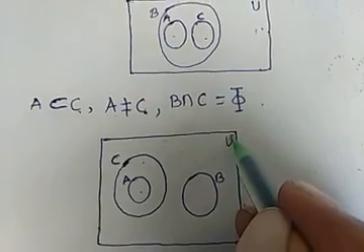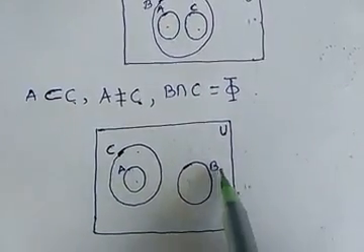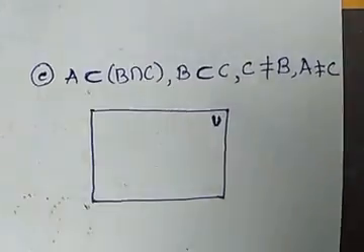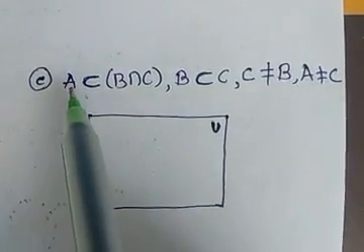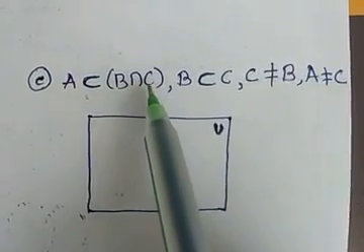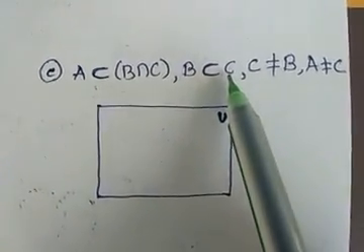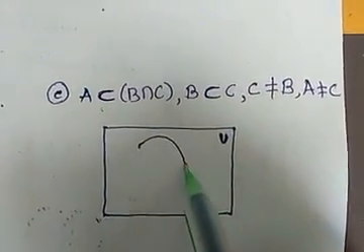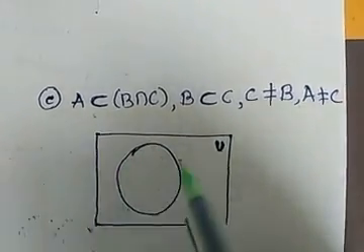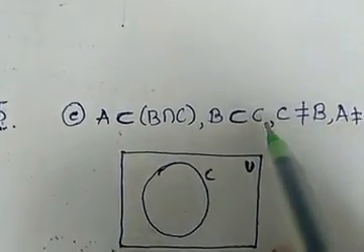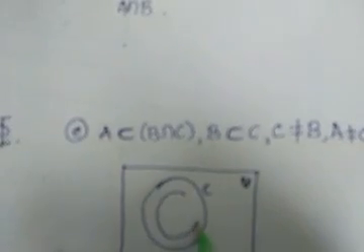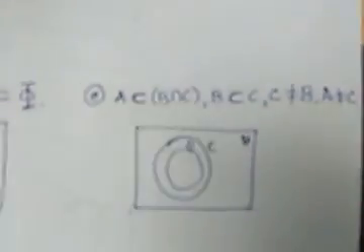And this is our universal set U. B separately because intersection is empty set. Now in this example, set A is contained in B intersection C and B is contained in set C. So first we draw a set C because C is our largest set. This set C. B is contained in set C, so it is our set B.